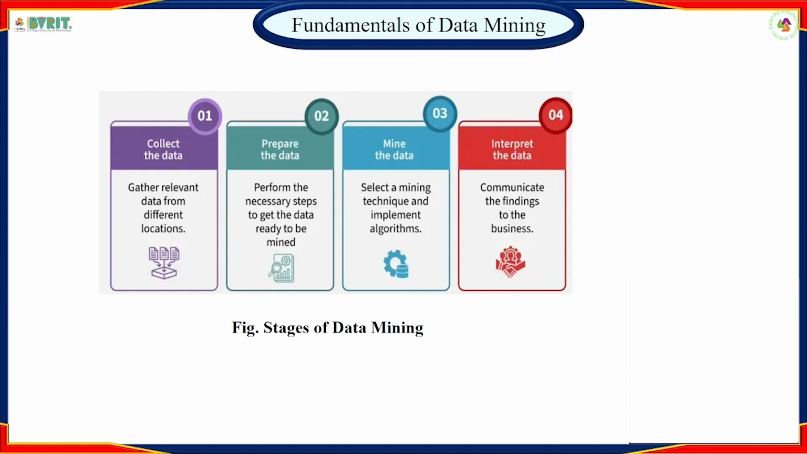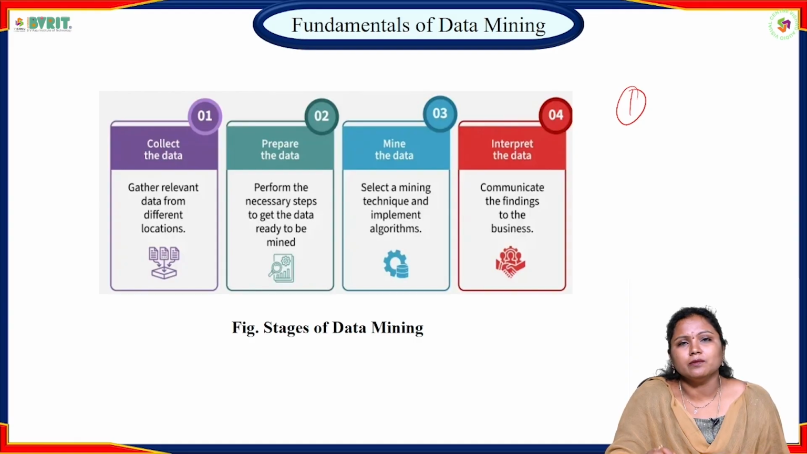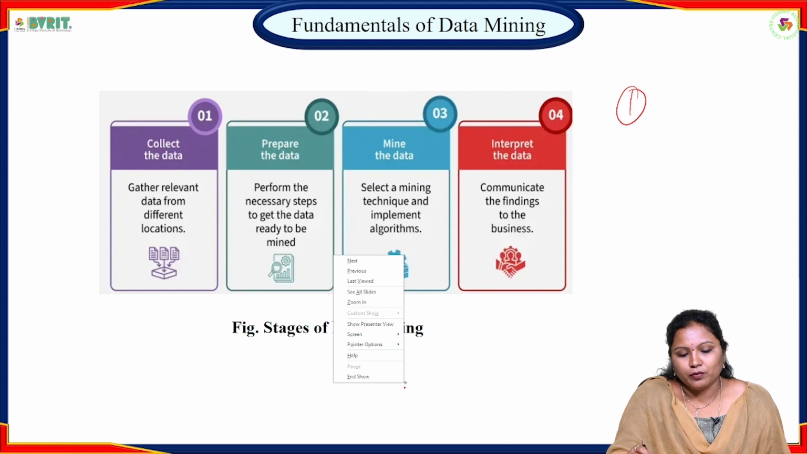So we had seen an example, right, stating the problem. So here the first step is collecting the data, preparing the data, mining the data, interpreting the data. Collecting the data is nothing but we collect the data from different locations. And the second one is we perform necessary steps to get the data which should be mined. So according to our requirement, according to our problem statement, first we collect the data.